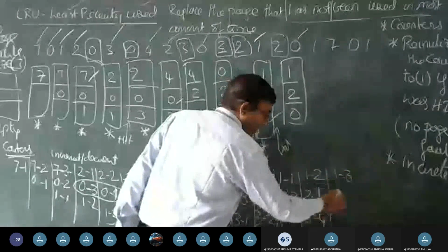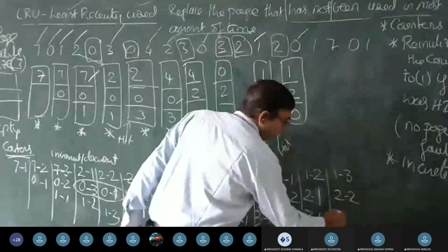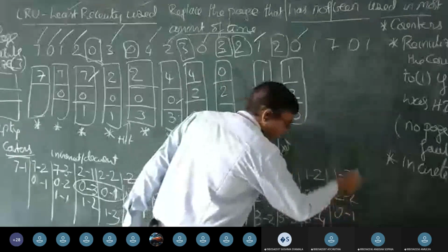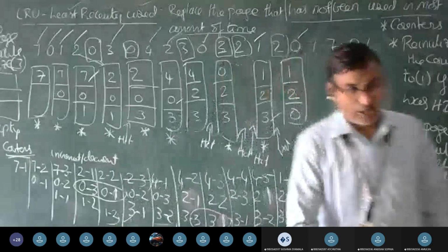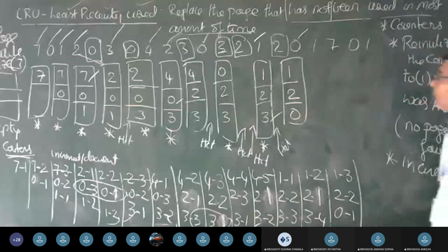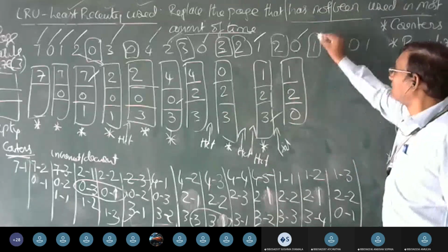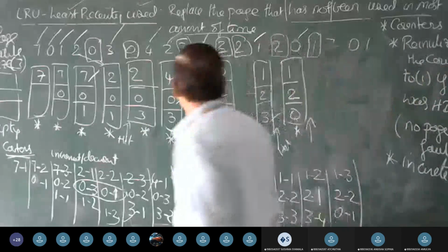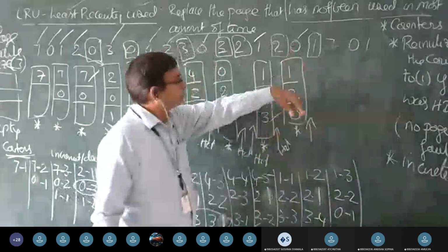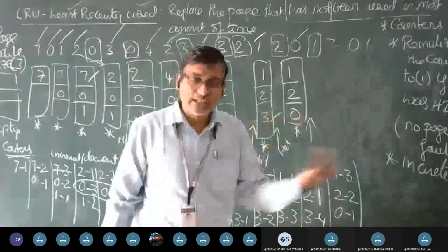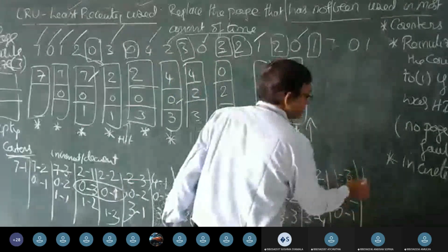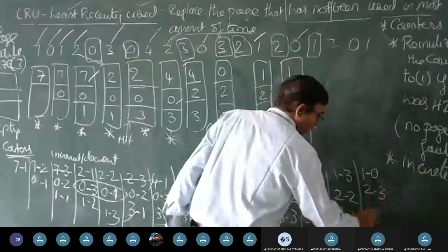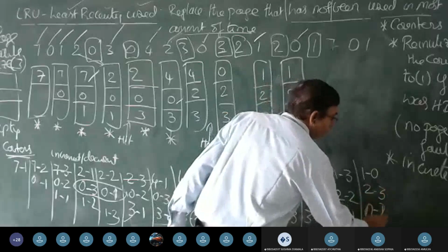1 is incremented to 3. 2 is incremented to 2, value of 3 is gone, it is replaced with 0, and the occurrence was first time. So now 1 is already available in the page table, therefore we have to just increment the counter. So earlier it is 3, now it is reinitialized to 0, 2 incremented to 3, 0 incremented to 2, that is done.